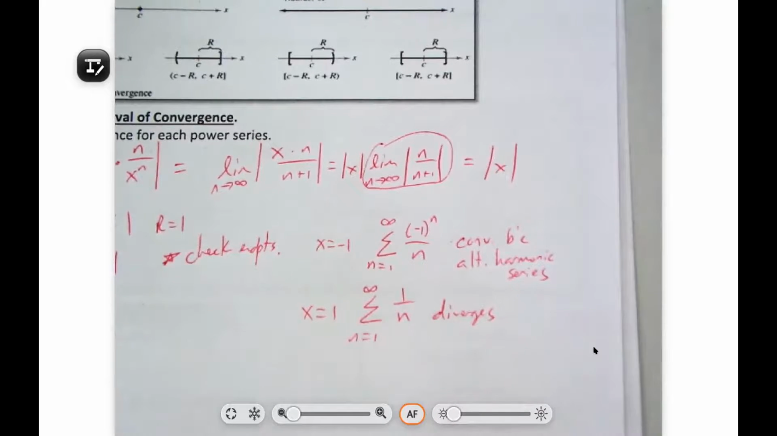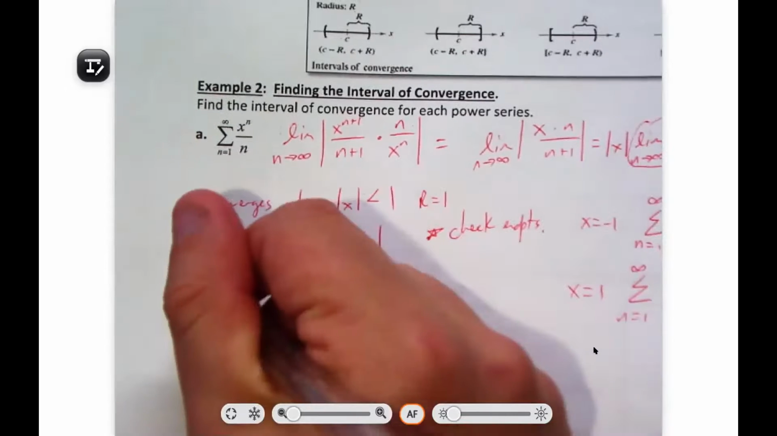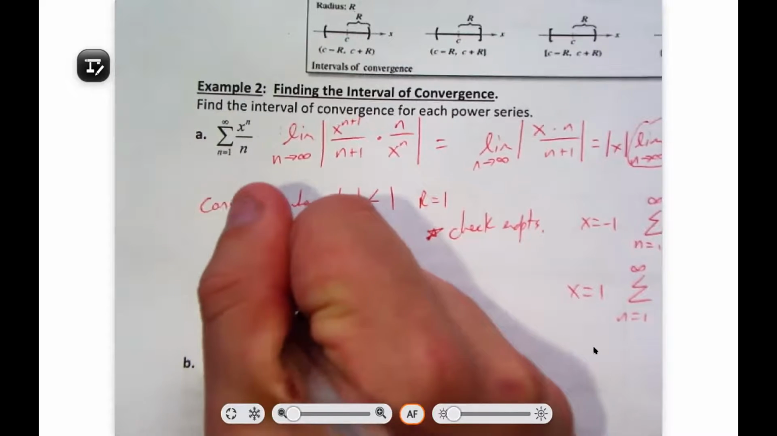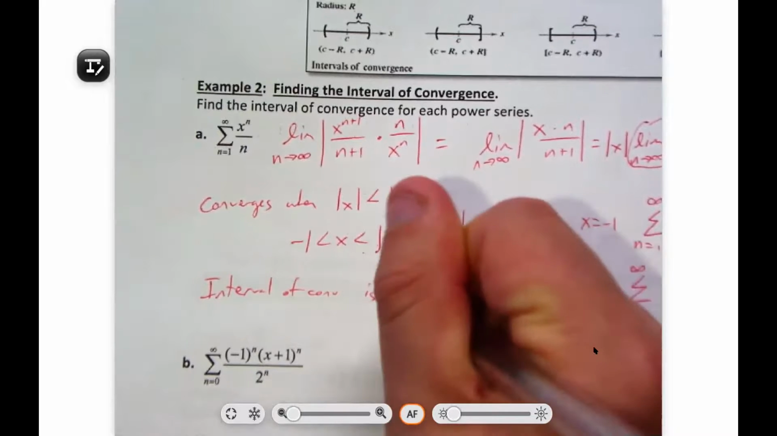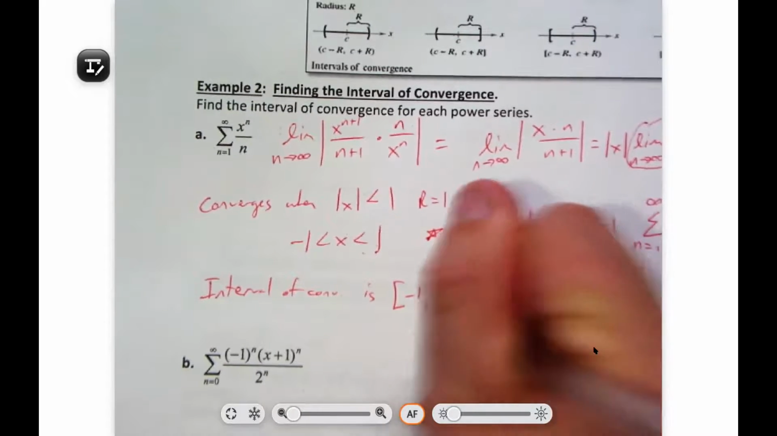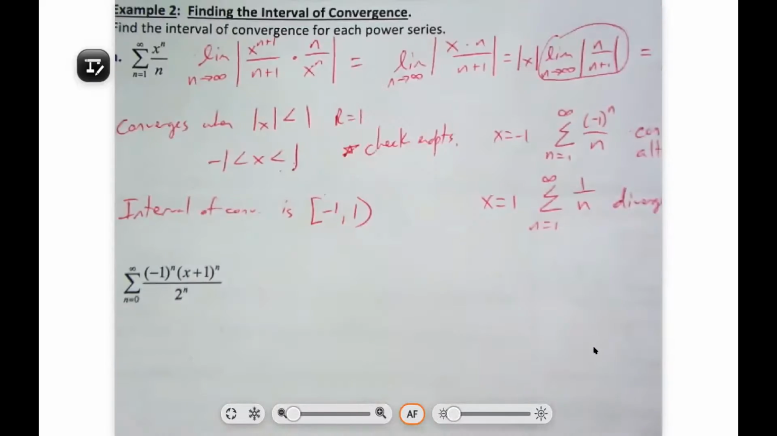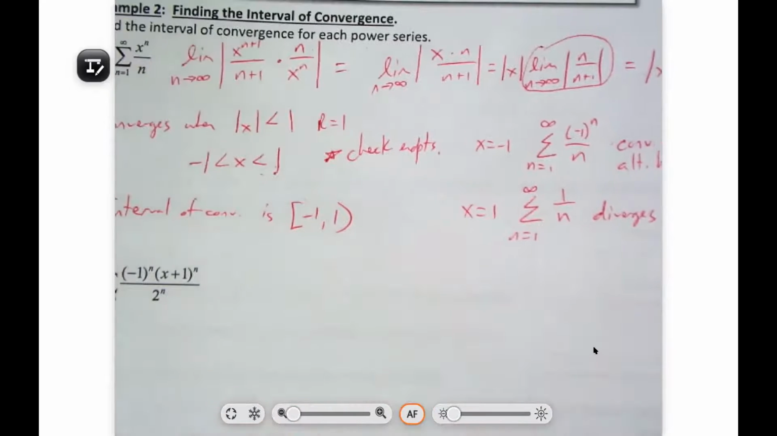Okay. So our interval of convergence is -1 to 1. And so bracket on the -1, parenthesis on the 1. -1 is included in the interval, 1 is not.